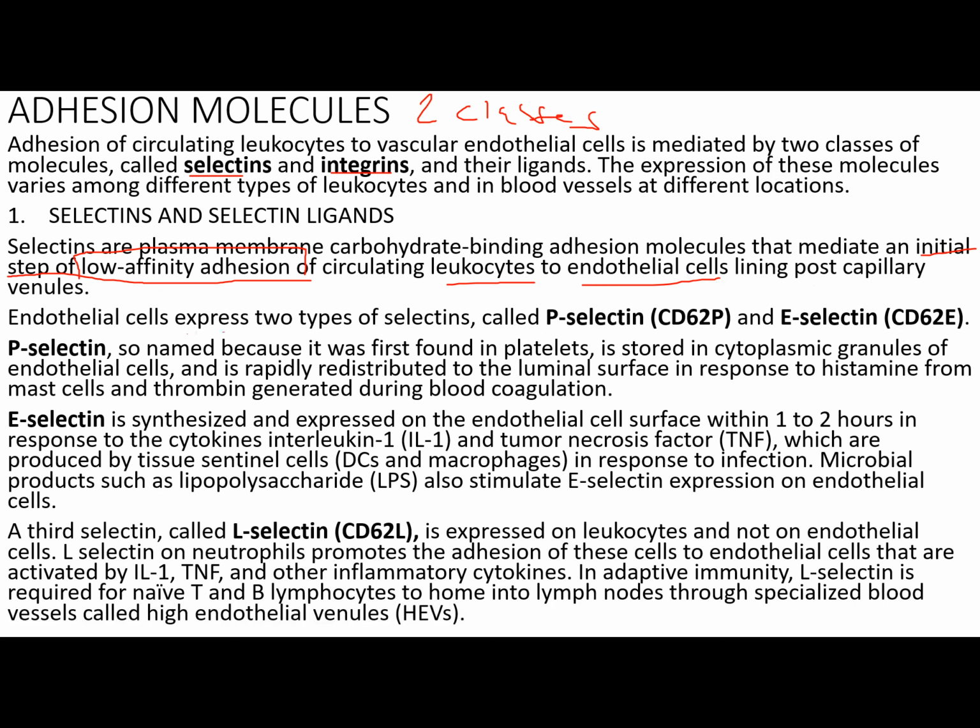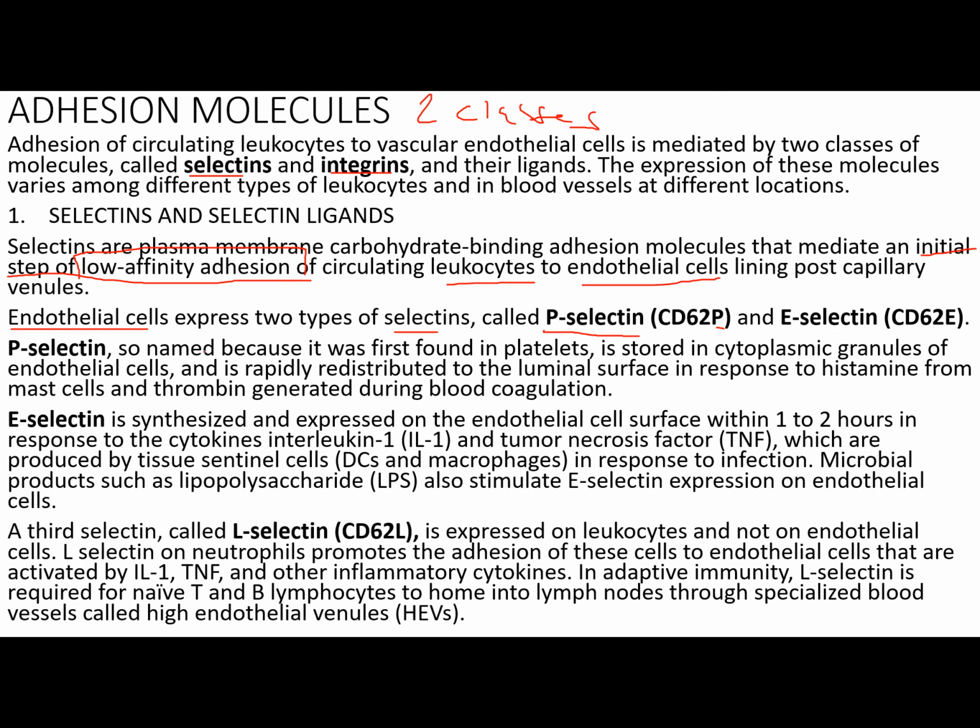Now, endothelial cells would express, please remember this, two types of selectin. They are known as P-selectin, also known as CD62P, and E-selectin, also known as CD62E. Just note the difference: letter P for P-selectin and letter E for E-selectin.